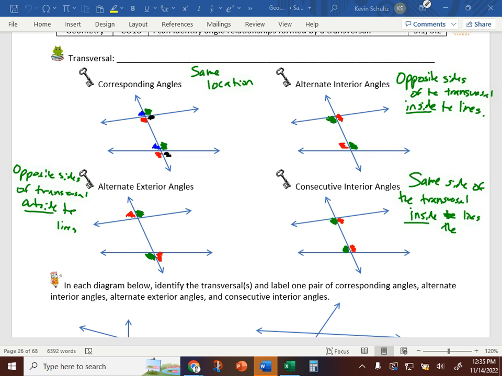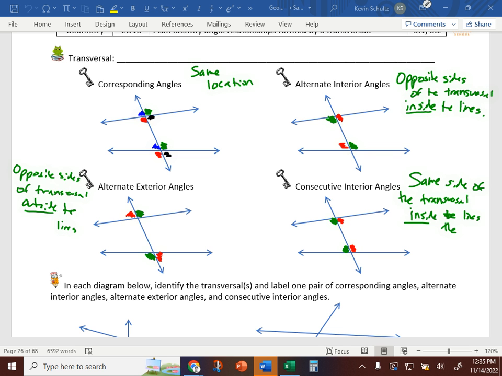Could there be consecutive exterior? There are. The reason why we're focusing on these 4 is because when we get to parallel lines, these are the main 4 relationships that you need to know. Because when a transversal intersects 2 lines that are parallel, you get a whole bunch of relationships. So that's why we're focusing on just these 4. Questions, comments, concerns at this point?